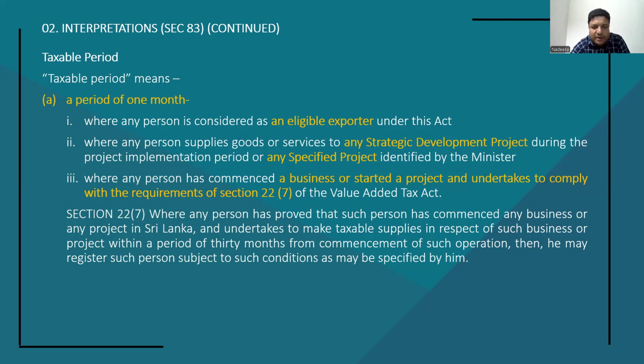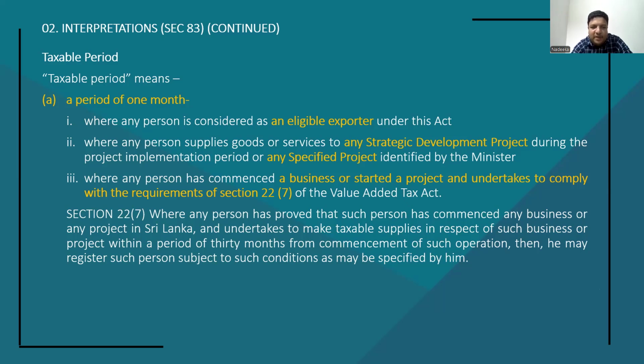Right. Where any person supplies goods or services to any strategic development project during the project implementation period or any specified project identified by the minister. So these are specific projects that are carried on with the approval of the minister in charge if it is a specified project, or strategic development projects, there is a separate act. Strategic development projects should be carried out under that act. So if you are a person who supplies goods or services to one of these projects, it could be a strategic development project, or it could be a specified project, then you also fall within the 1 month taxable period.